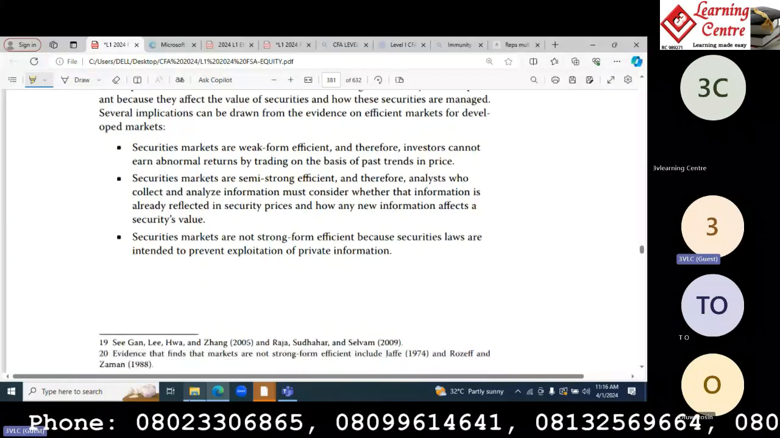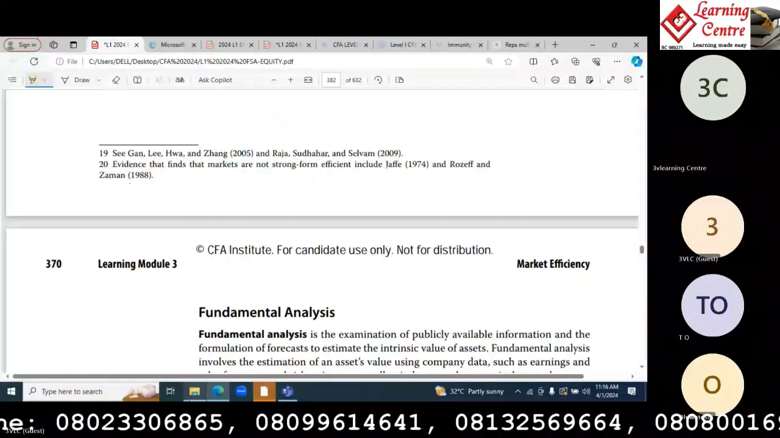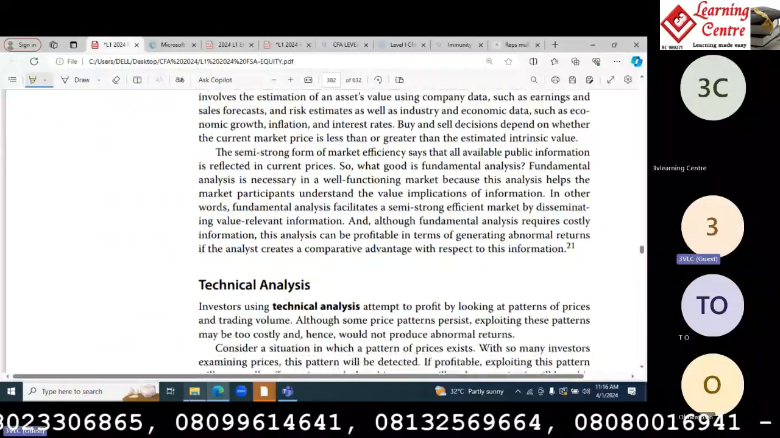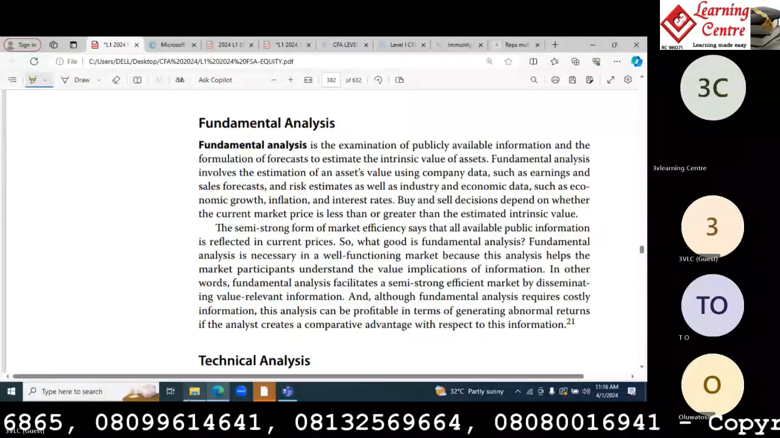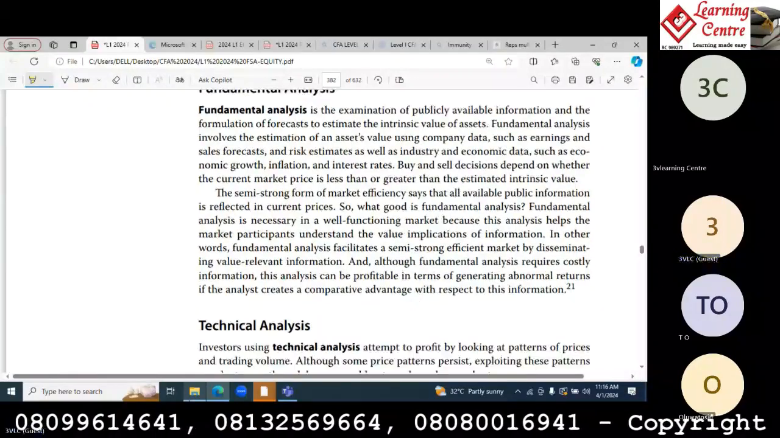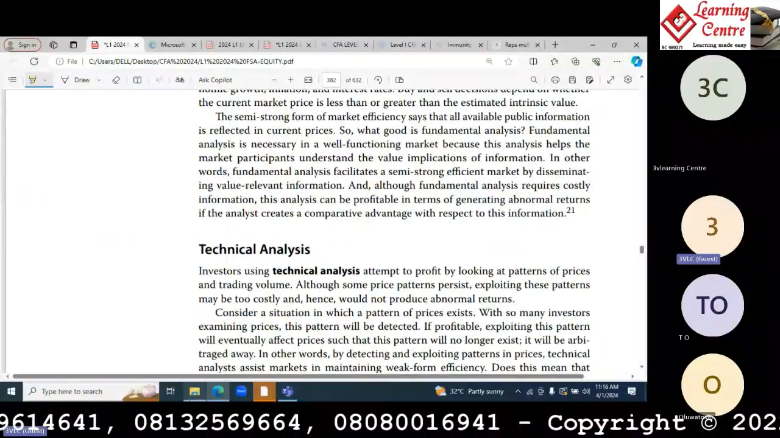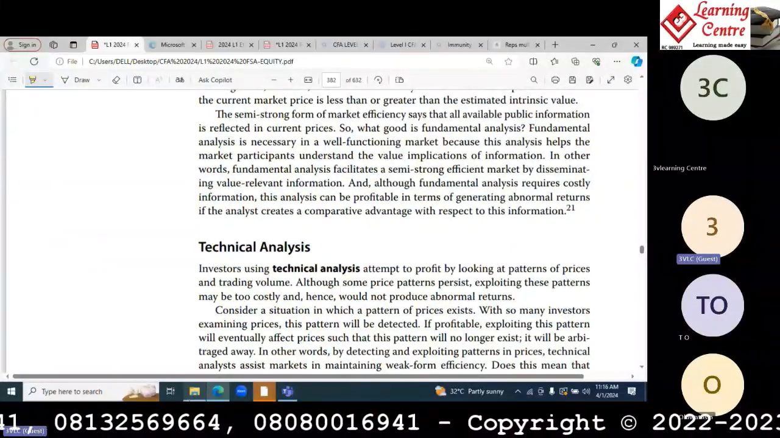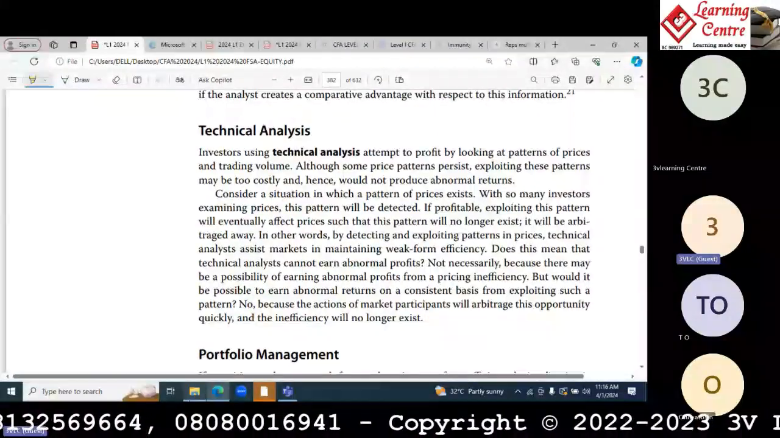Yeah, so I've explained these two. Fundamental analysis, you can't make use of fundamental analysis. You can make use of fundamentals in a weak form. You can't make use of technical analysis in any of the forms. So what I'm just trying to say is that technical analysis is a waste of time.